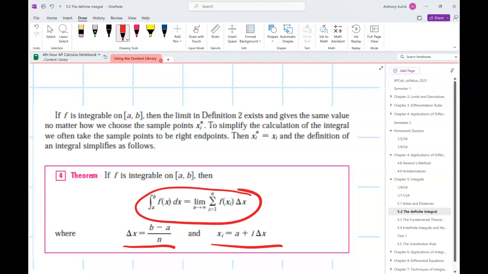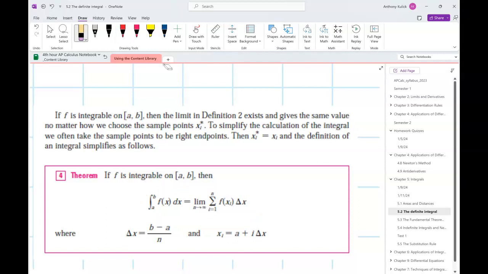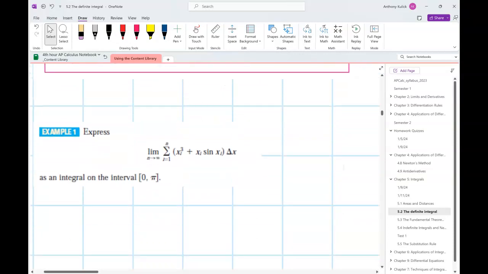Okay? So this is the same definition as definition 2 that we led with, except now we said we can pick any sample point we want. Let's just always pick the right endpoint, and then it simplifies to this, which is fine. Great. We can handle that. I like being consistent and just doing the same thing every time.